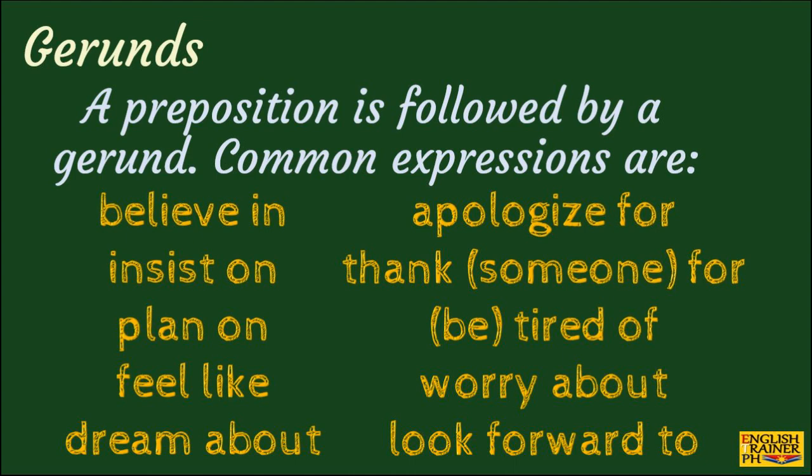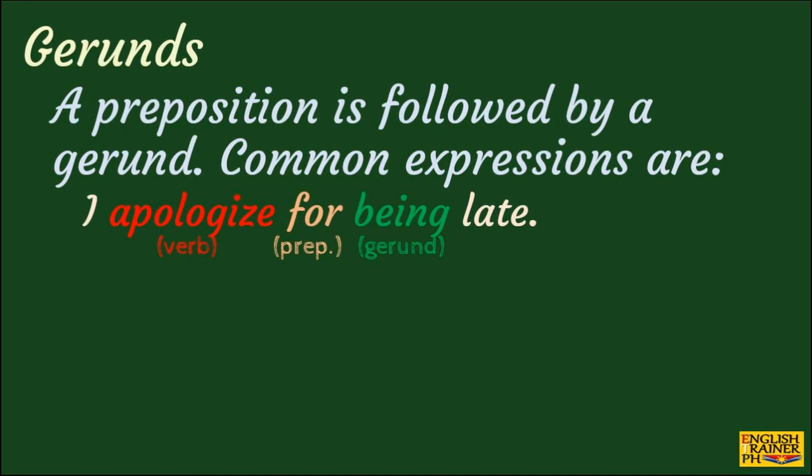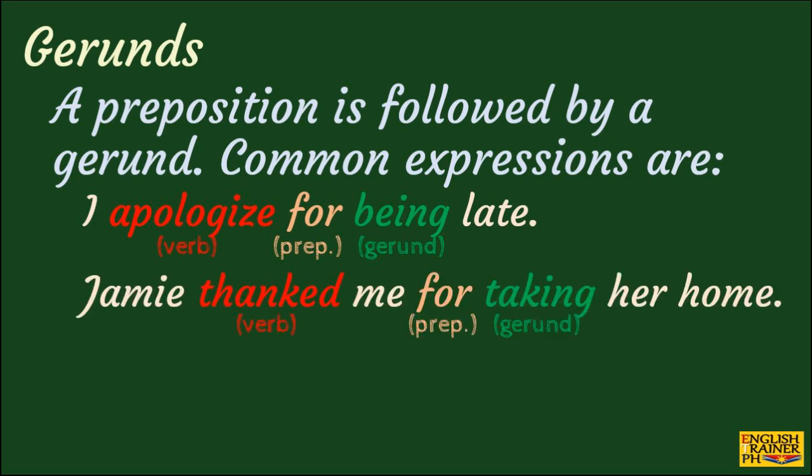There are many possible combinations, so you also need to improve on your vocabulary by knowing verbs and turning them into gerunds. Here are some examples. I apologize for being late. So apologize is our verb, for is our preposition, being is our gerund. In the second example, Jamie thanked me for taking her home. So thank is our verb, for is our preposition, and then taking is our gerund.